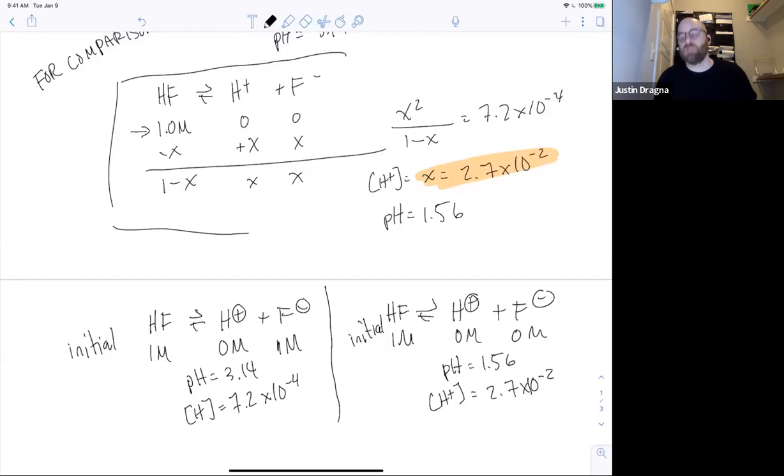You can approximate it in the second one. You can approximate it down here. 1 minus x is still just approximately 1, I think. I just skipped the solving of it. You can use the quadratic if you want.